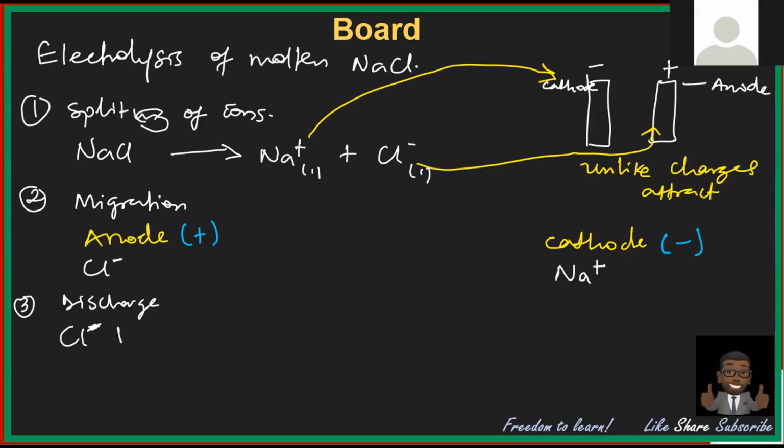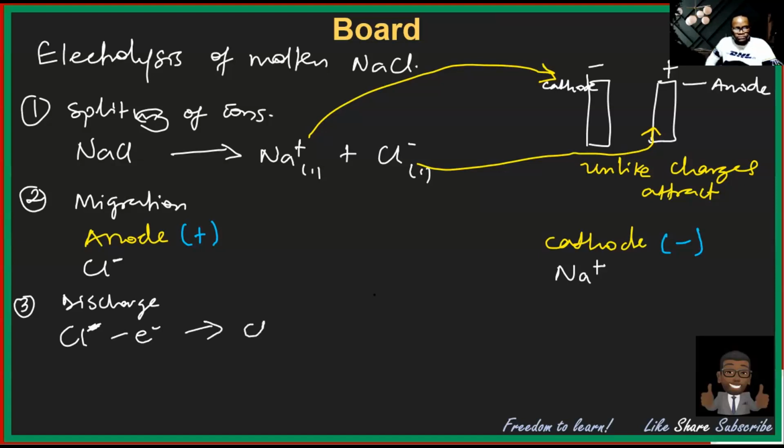It's going to gain. Lose, sorry. It's going to lose electron. Brilliant. It's going to lose electron. So it's always good to go from the first principle. It's going to lose electron to form what? Chlorine. Can you see that?